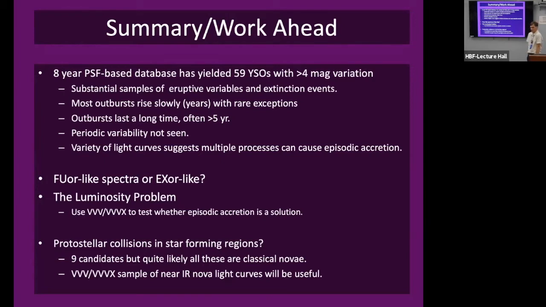Okay, so just to finish, what we've learned is that there are lots of eruptive variables. They're the largest group alongside the novae, and so I think we can write interesting papers about the infrared light curves of novae as well as YSOs. Most of the eruptive YSOs rise slowly on a timescale of years, but there are rare exceptions, more like classical FUors. The outbursts last a long time, and they're generally not periodic. And the sheer variety of the light curve shapes that I showed there briefly suggests you've got multiple processes, so more than one of those different unknown processes that trigger the eruption are actually occurring, because we've got those very different looking light curve shapes.